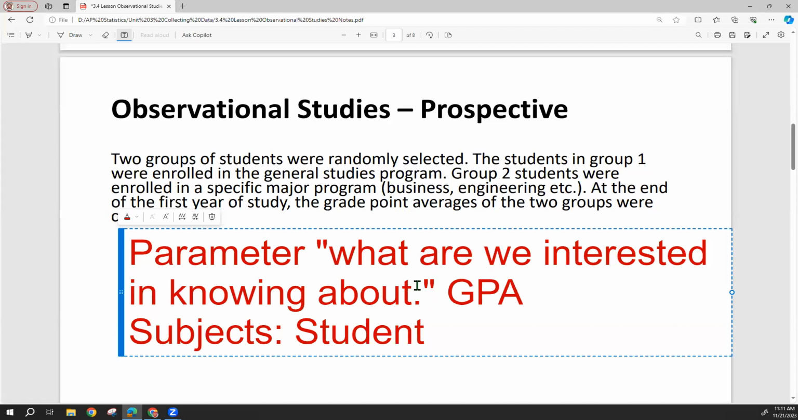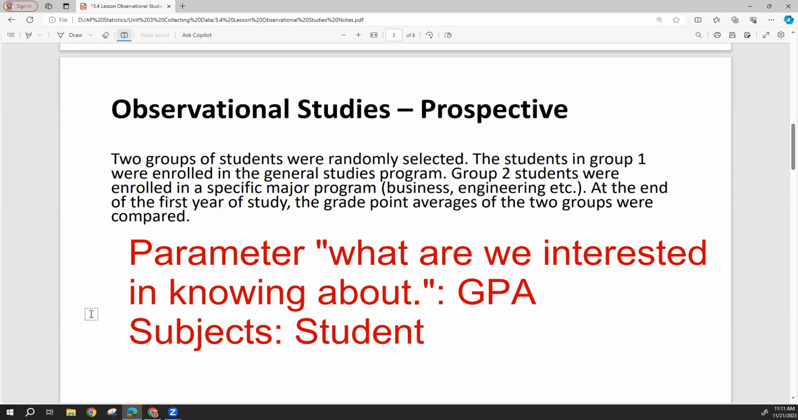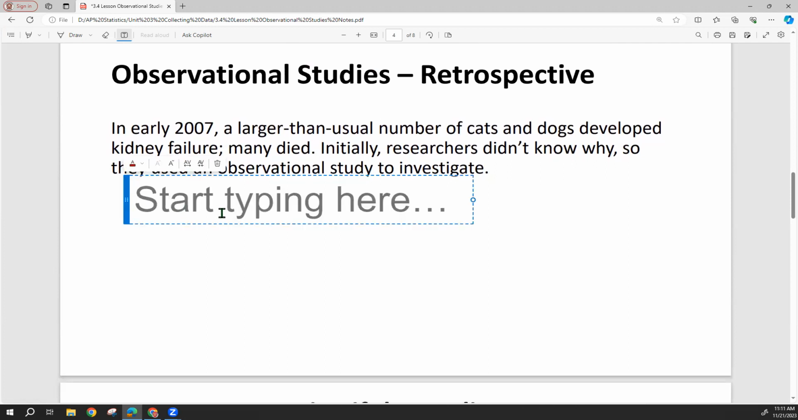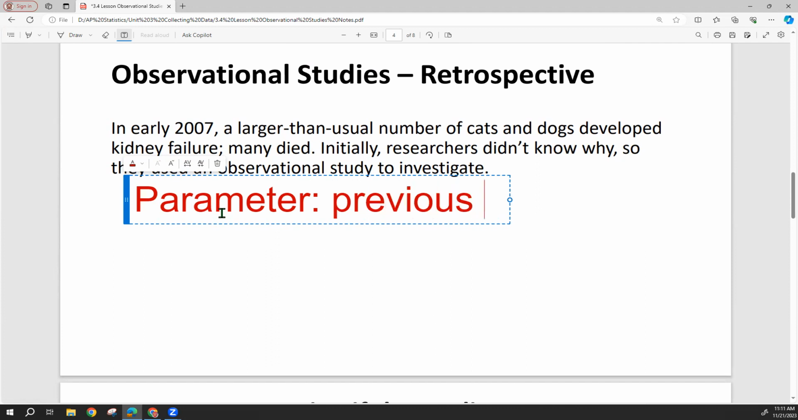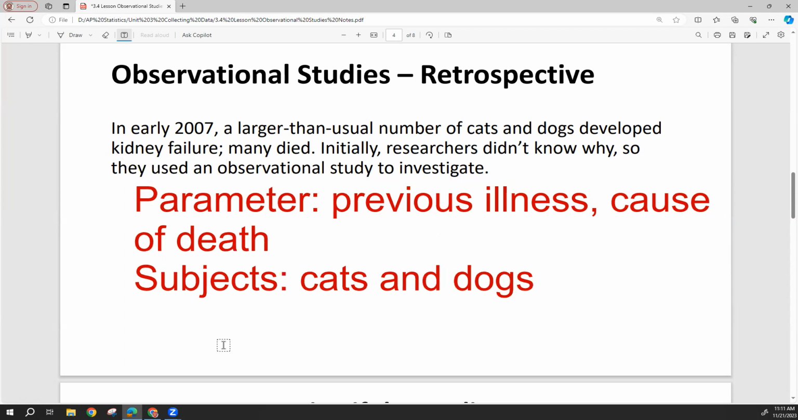Let me just format this a bit. So the parameter is the thing that we're measuring, and then the subjects are the things we are, or the people, not the things, the people, in the next example, the pets, that we are measuring them about. And so here our parameter of study might be maybe previous illness, cause of death, that type of thing. And then our subjects here are the cats and dogs that we would be researching their deaths.